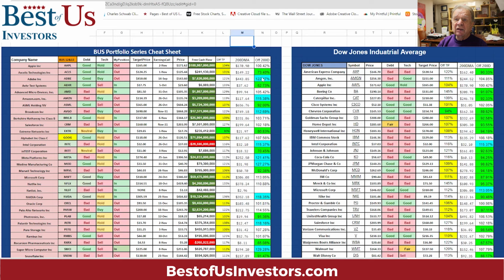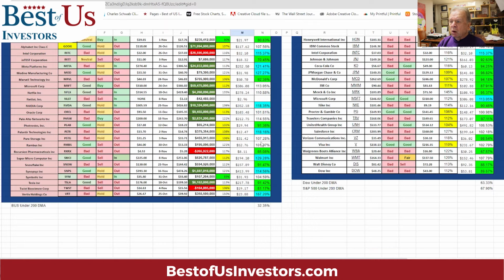I look at Axcelis Technologies. They are 22% above their 200-day moving average, and Aehr Test Systems is 62% below. So this gives me a feel as to where these stocks are relative to the overall market and their past performance. Now, as you can see, I highlight these in colors. Any that are close or less than 10% above their 200-day. These are those that are above, and then the greens are those that are below. And I carry that over here as well. So when I sum total it, I say that there are 32% of my BUS portfolio stocks that are under their 200-day moving average. Okay?